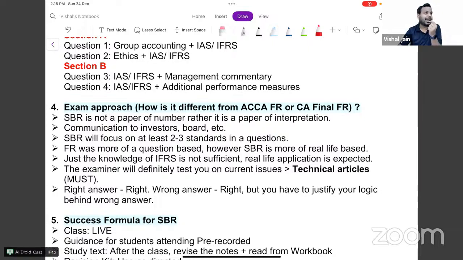Now again, if you go to FR at skill level, one question comes from one particular standard. But if you come to SBR, one question can come from three different standards.